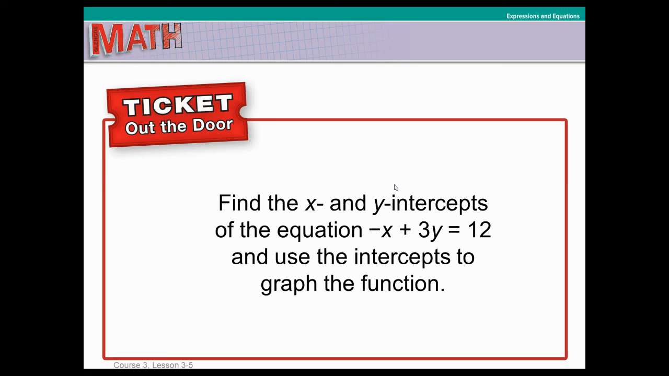Find the x and y intercepts of this equation and use the intercepts to graph the function. And that one there I will have ready for you on Wednesday. We'll take a look and see how close you came. If you have any questions, we'll probably use that to begin. And then if you have any questions beyond that, we'll take that.